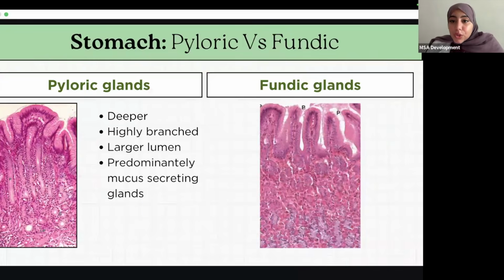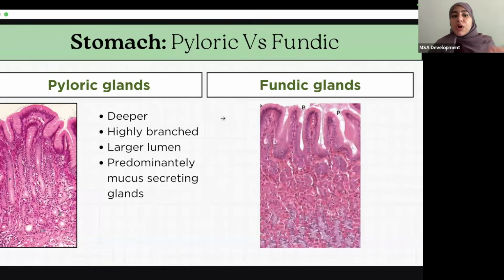Okay, now pyloric versus fundic, and this is very important. Now, as I said before, where was the pyloric part of the stomach? It was towards the end, right? And so the stomach is a really, really acidic place. And the point of pyloric glands, they are so full of mucus secreting glands, that the whole point of it is that they need to calm down the acid or protect the duodenum or the small intestine from getting destroyed and getting hurt by the acidity from the stomach.